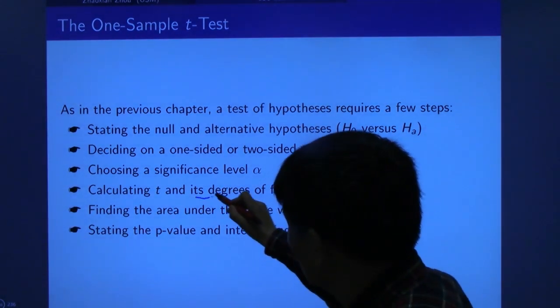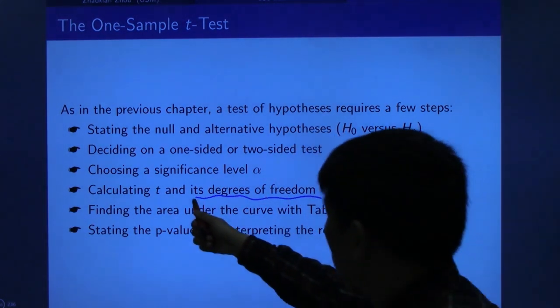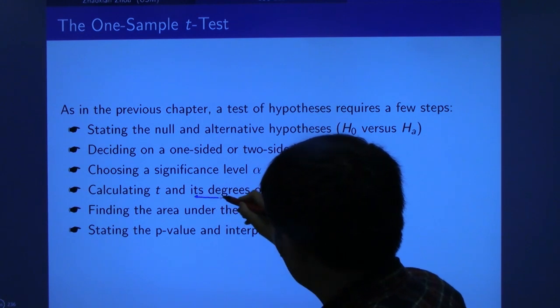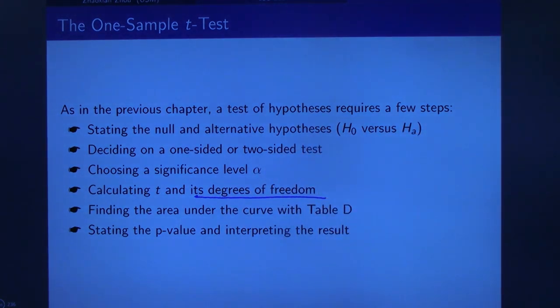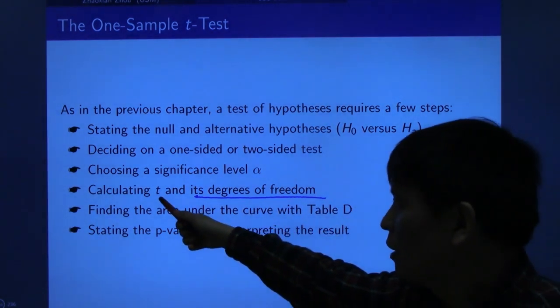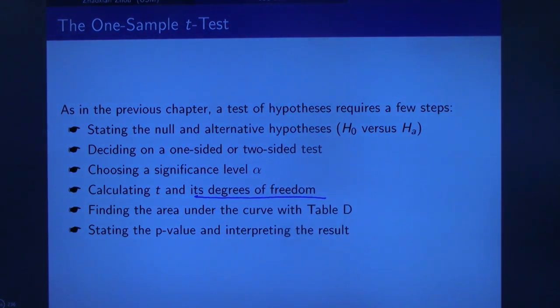So this part is different than what we had before. For the z significance test, we don't need to care about this. We only calculate the z statistic. So here we need to calculate t and its degree of freedom. Then we find the area under the curve with table D instead of table A here. Then lastly we state the p-value and interpret the result.